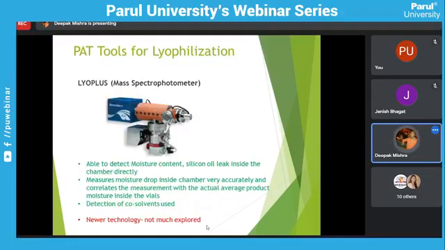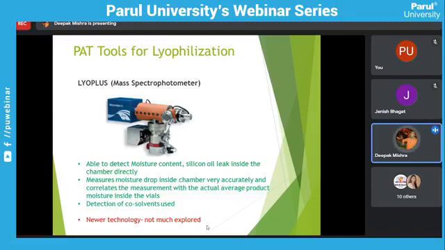And one more of the latest technologies for PAT tools is LyoPlus. Its mechanism is just like a mass spectrophotometer. With this, we are able to detect moisture content and silicon oil leaks inside the chamber directly, measure the moisture drop inside the chamber very accurately, and correlate the measurement with the actual average product moisture inside the vial.